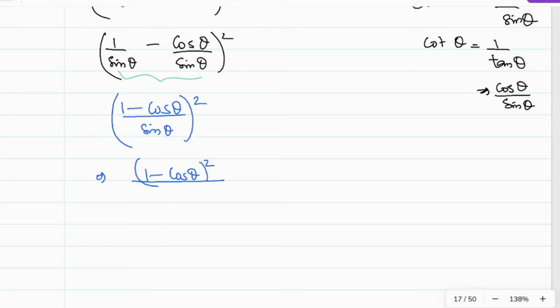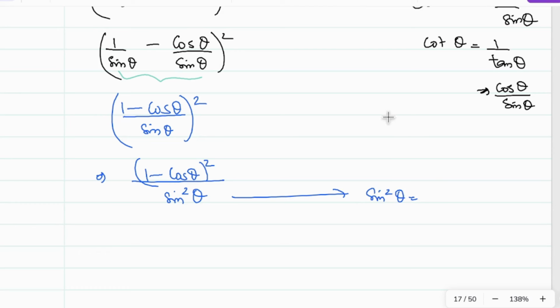Sin² can be written as sin²θ. Now here, 1 minus cos²θ, I need to expand the (1 minus cos²θ) whole square. I need to expand it there, or let it be there. First let me do it with my denominator. What can I do with the denominator?